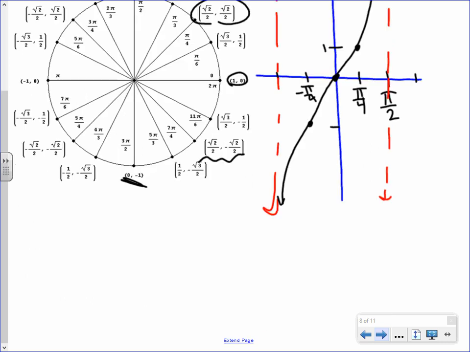Couple things I want you to take note of. I said that this is one period. How far does it stretch? Pi. It goes from negative pi over 2 to pi over 2. So the period of a tangent graph is pi. That's different.